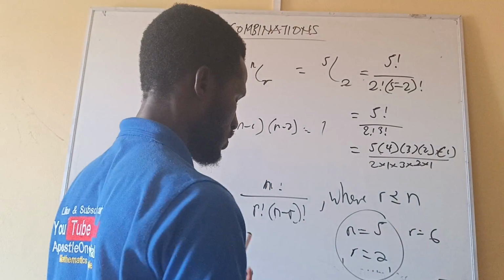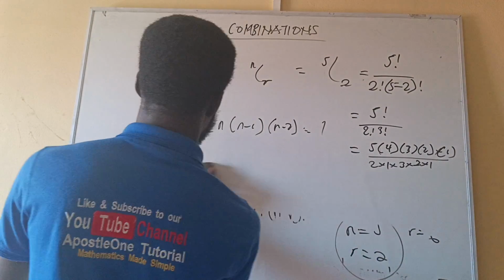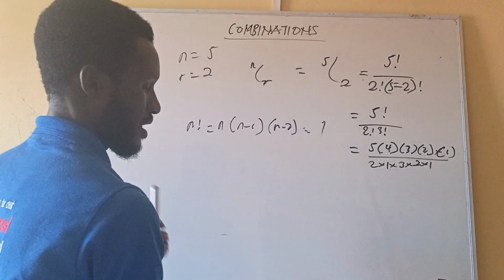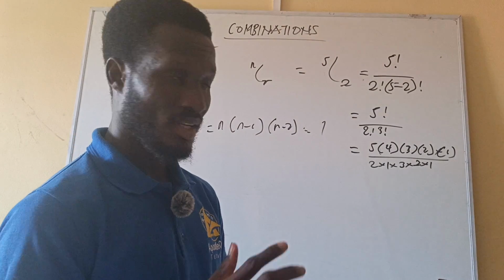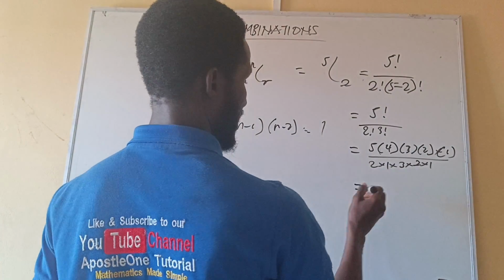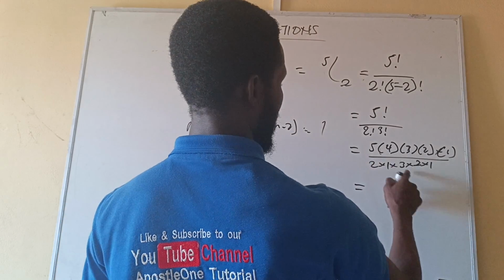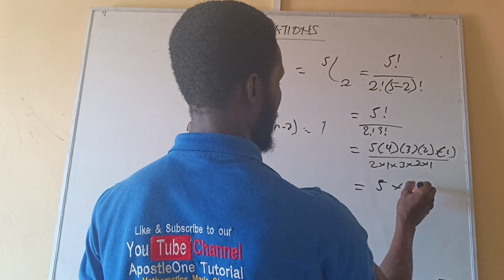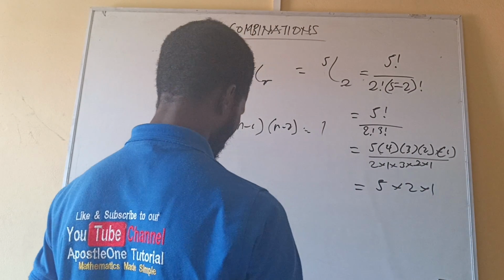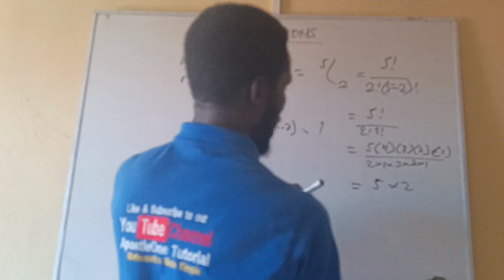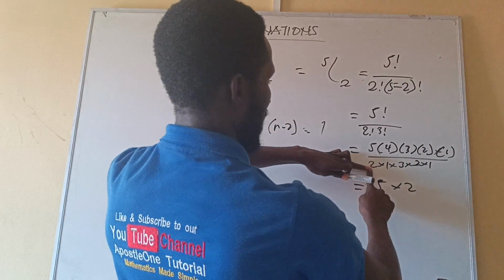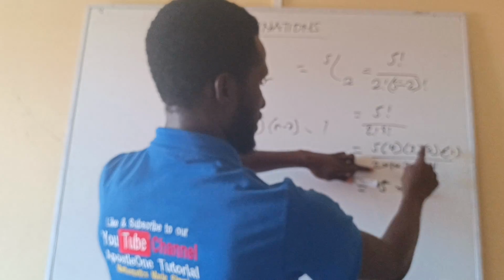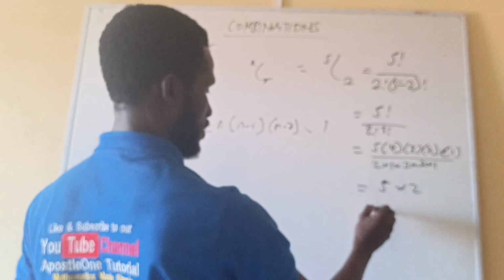Now at this point you can do any cancellation that you want. I can say that this and this will cancel this. I'm going to have 5 times 2 times 1, so 5 times 2. I'm going to use this one to cancel this one. Now 3 will cancel the 2 going to this one. So I'm going to get 5 times 2 to give you 10.